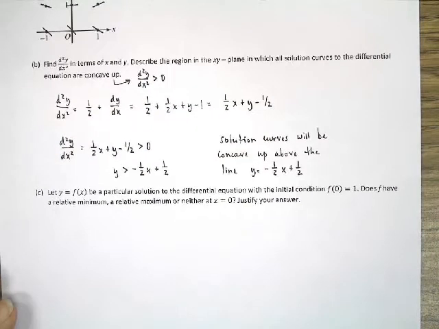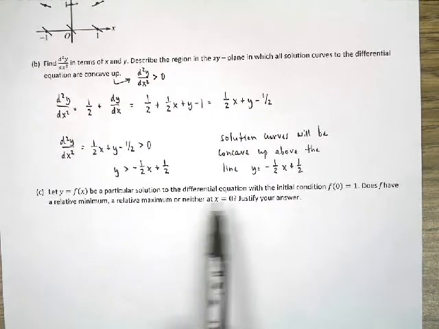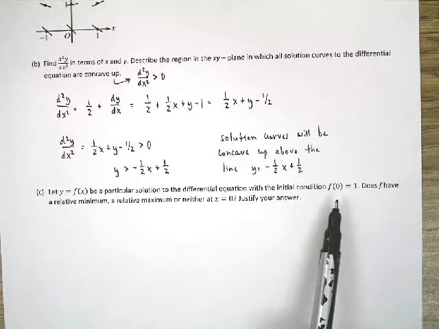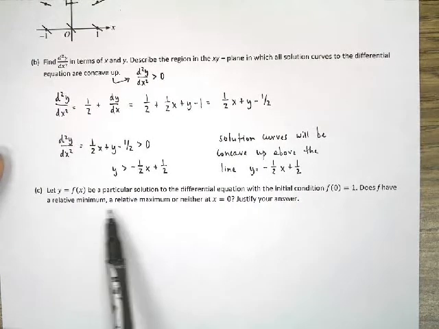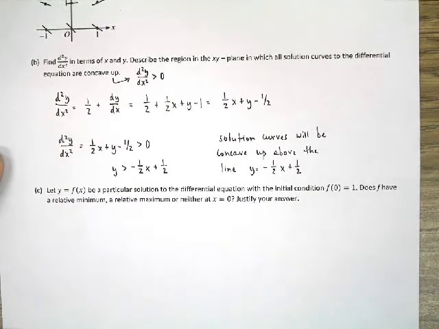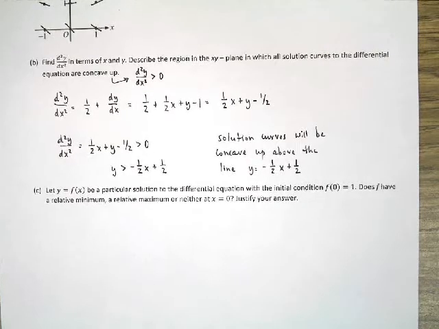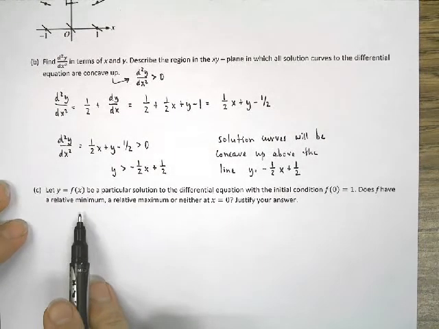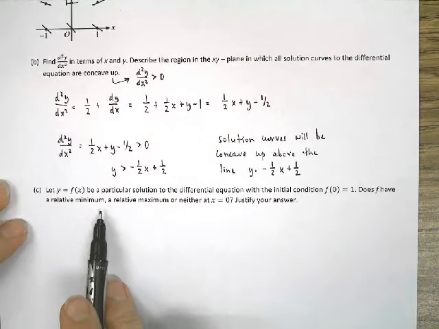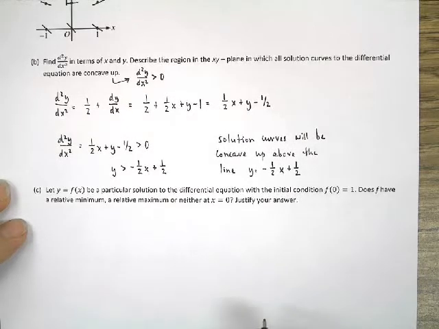All right, last part here. It says let y equals f of x be a particular solution to the differential equation with the initial condition f of 0 equals 1, and it wants us to know if f has a relative minimum, a relative maximum, or neither at x equals 0. Now here's where we need to stop and think. We actually don't need to find that original solution. If you think back to when we worked with extreme values, we had a test, and we said we could determine whether a function had a relative minimum, max, or neither by looking at the first and second derivatives. So here's what I'm going to do.